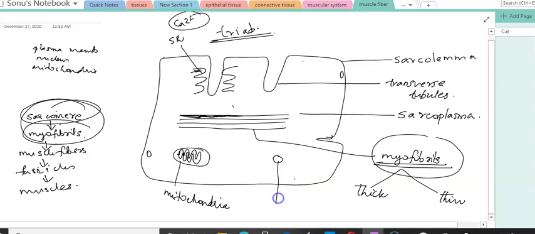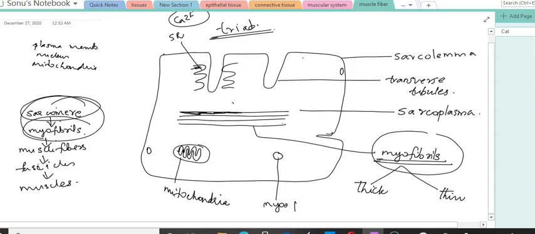These are red colored oxygen binding proteins found only in the skeletal muscles, and they store oxygen. So these are myoglobin molecules. These are oxygen binding proteins which store oxygen for the production of ATP, because skeletal muscle has to contract, and for that contraction a large amount of ATP is required. So the skeletal muscle has its own myoglobins which bind oxygen for its need.